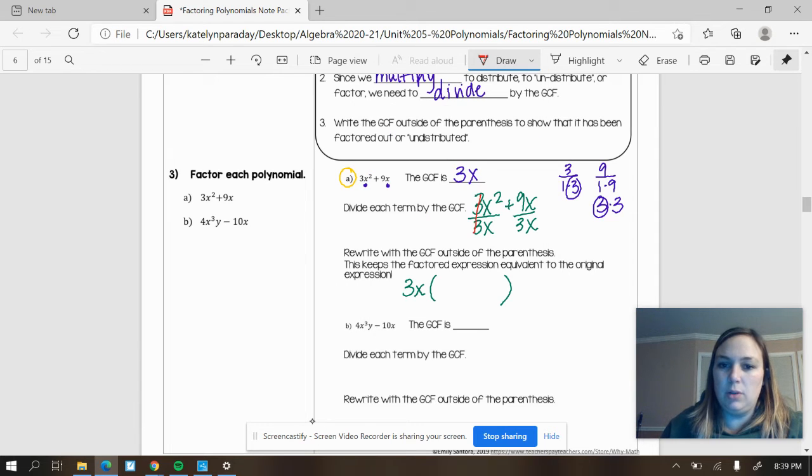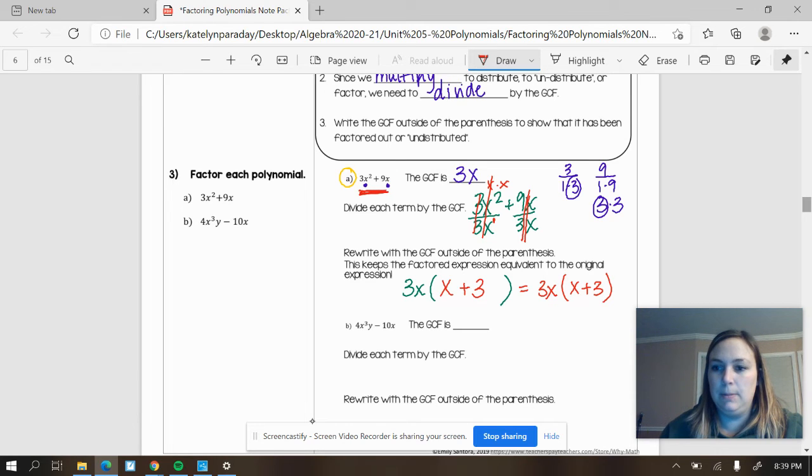Okay, well, 3 and 3 goes away. I have 1 x on the bottom, but I had 2 on the top. So think of it as x times x on the bottom. I can cross one of those out. So I'm going to have 1 x left over. All right, the second part, 9 divided by 3 is positive 3, and my x's then cancel out. So my answer really is 3x times x plus 3. Now you could check that by distributing it back through and seeing if you get what we started with.